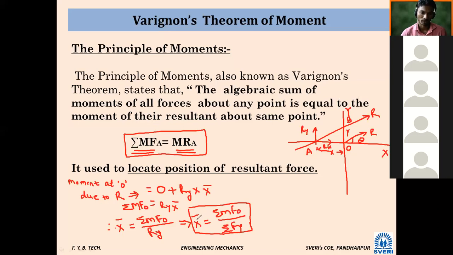So this is the formula. This formula you have to remember only. X bar is equal to summation M for moment, summation of moments due to all forces divided by summation of Y component. It is as simple as this.